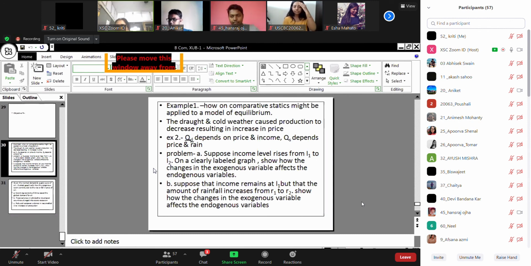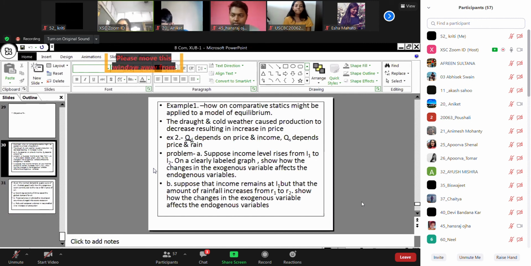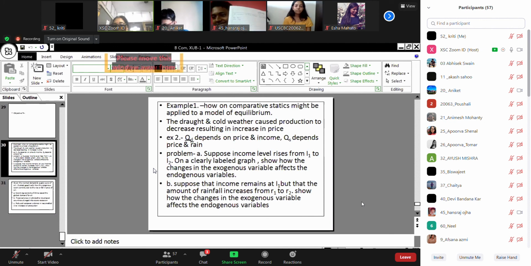Have you drawn the diagram? Show me. Yes, very good. That's good. So you can see that will result in a decrease in quantity and an increase in price. The equilibrium price will increase and the equilibrium quantity will decrease.